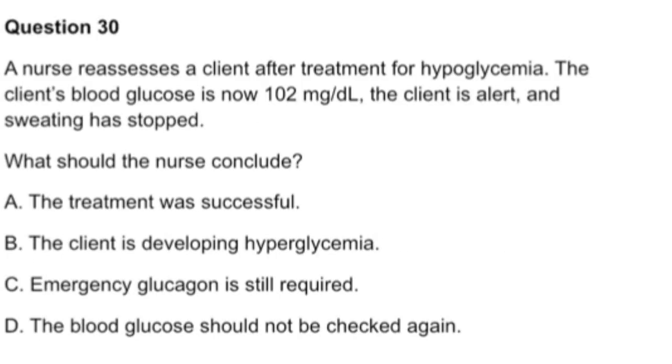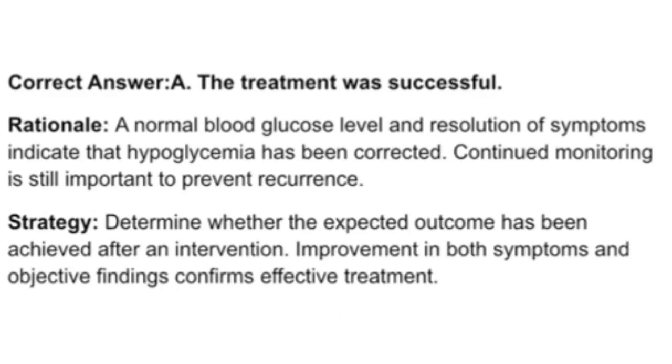Question 30. A nurse reassesses a client after treatment for hypoglycemia. The client's blood glucose is now 102 mg per deciliter, the client is alert, and sweating has stopped. What should the nurse conclude? A. The treatment was successful. B. The client is developing hyperglycemia. C. Emergency glucagon is still required. D. The blood glucose should not be checked again. Correct answer. A. The treatment was successful.